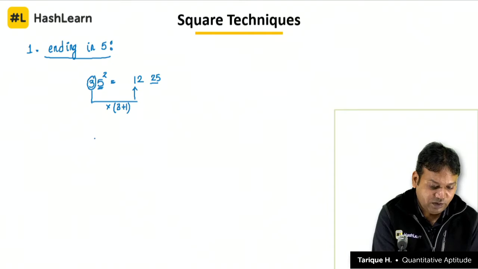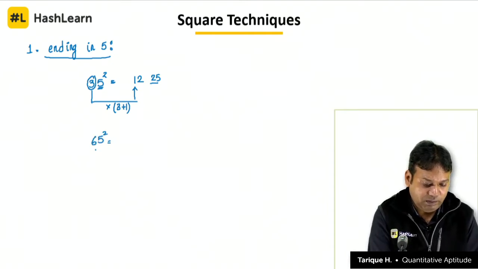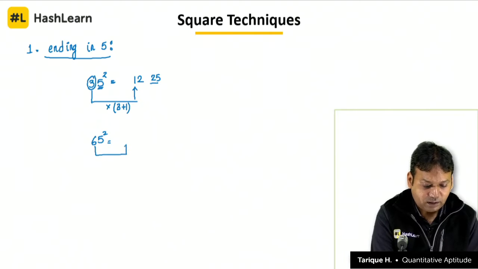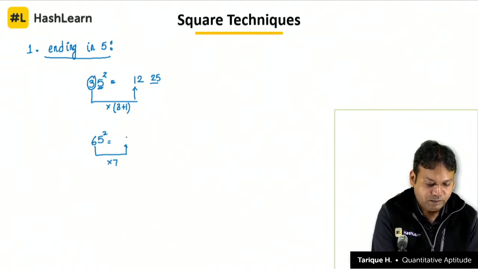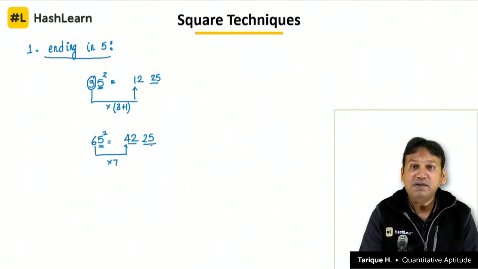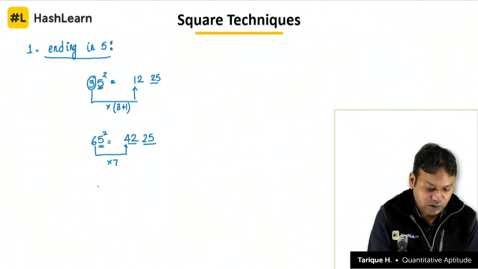So let's say, for example, if we have 65 square, what will you do? You will multiply 6 with 7, that becomes 42, and 5 square is 25. So that's 4225. You can even use it for 3-digit numbers also.